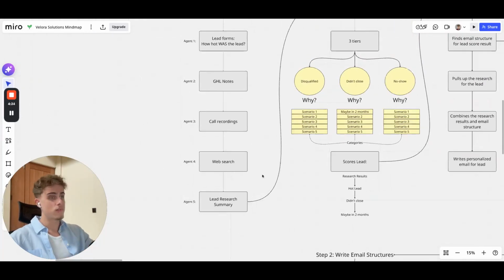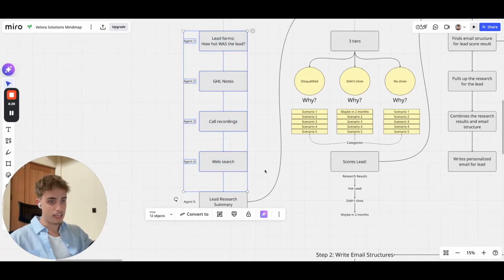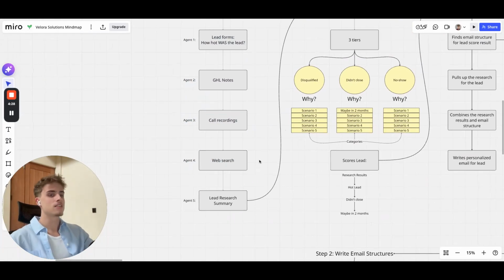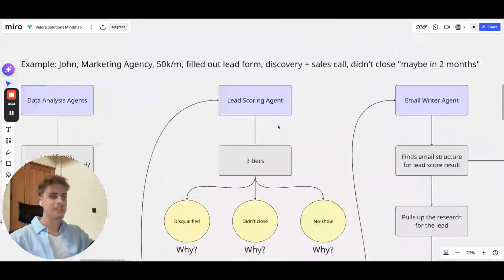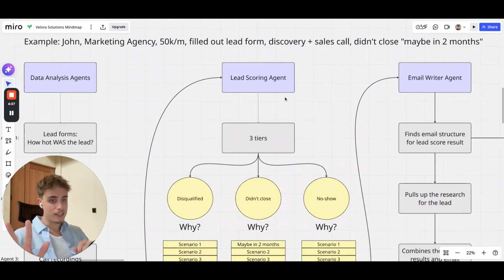And the 5th agent is going to be the lead research summary. The 5th agent is going to summarize the outcome of these four agents in a nice document so we know everything about that person. Next step is the actual lead scoring agent. You need to have 3 tiers at least.